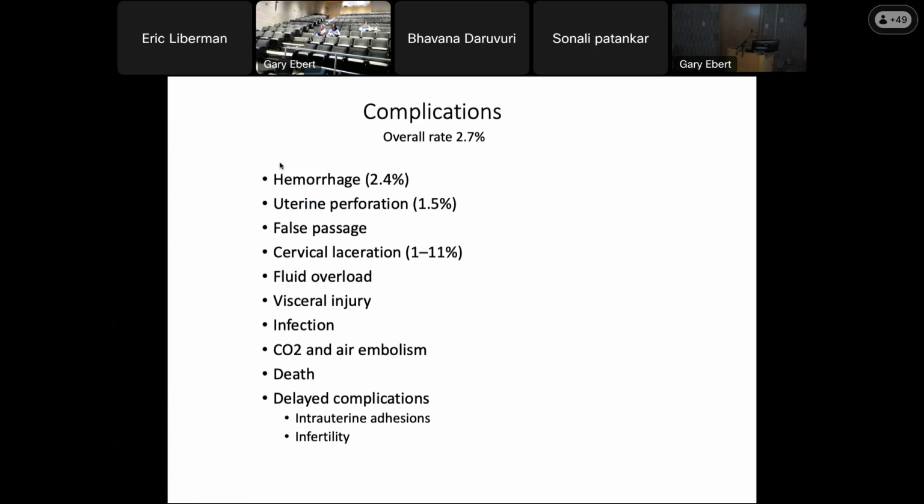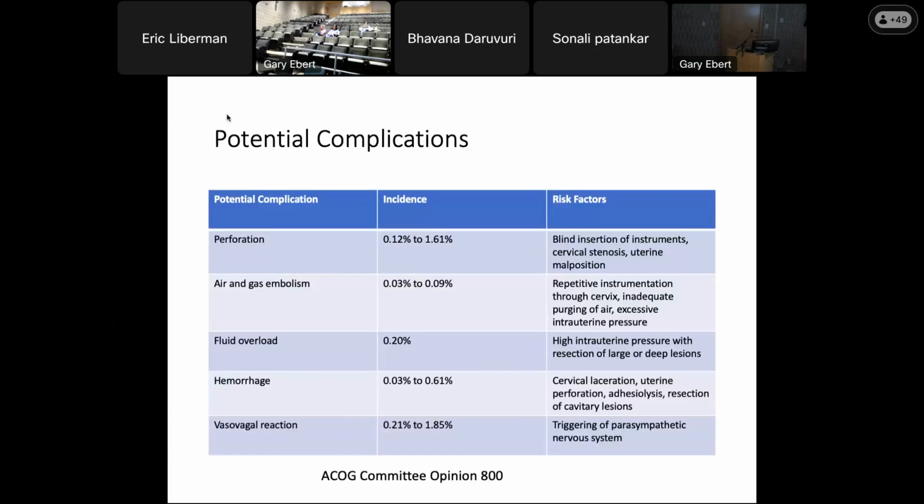Cervical lacerations, fluid overload, visceral injuries if there's perforation, infection, which is very rare, air embolisms, which is rare but deadly, death, and then obviously delayed complications, which is important to counsel your patients on because they can develop intrauterine adhesions, which themselves can lead to infertility. This is just a chart I made about the different complications to go over.